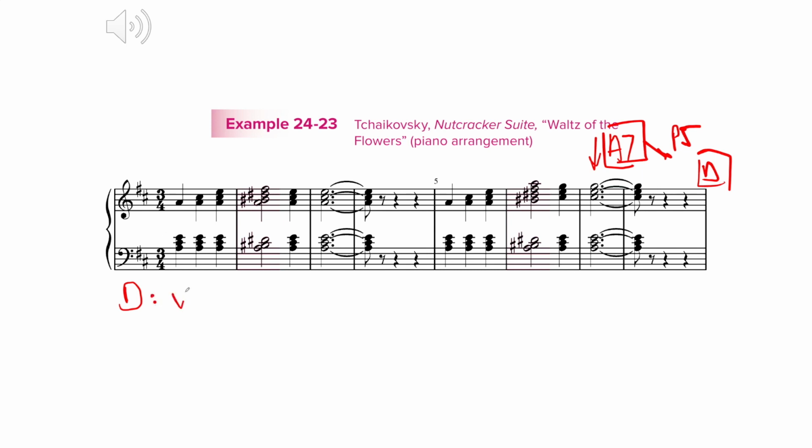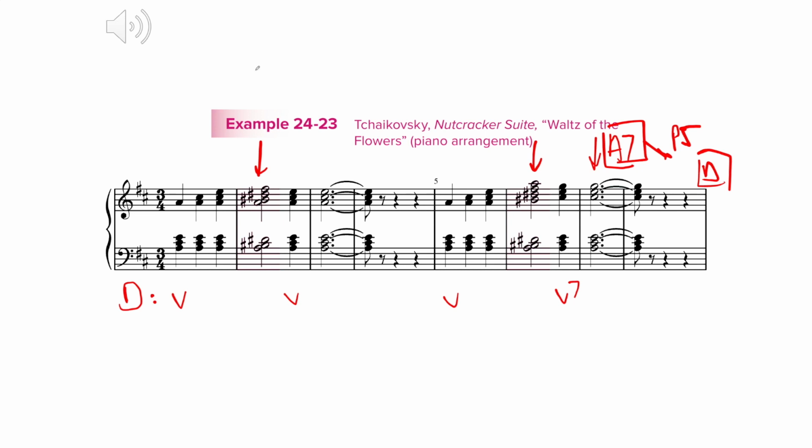So this is 5. This is also 5. Beginning here, we have 5, 7, etc. The important parts are these two chords. If you look at the pitches, we will see B sharp, D sharp, F sharp, and A.